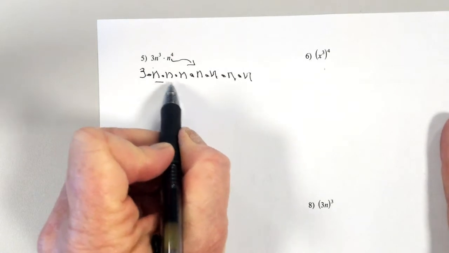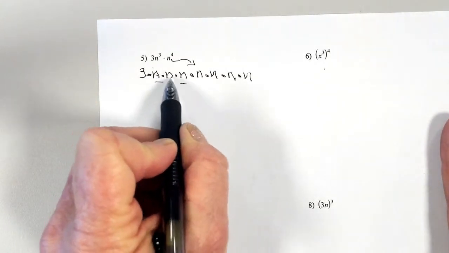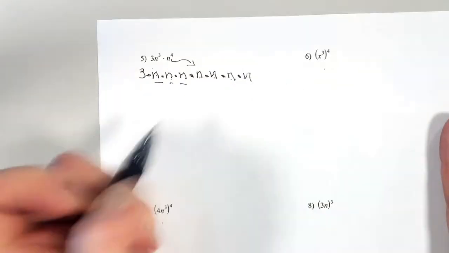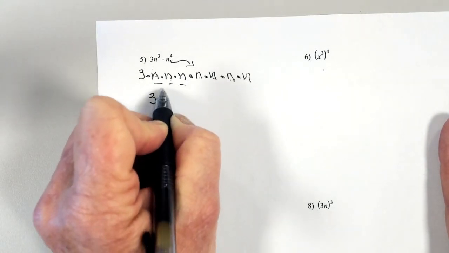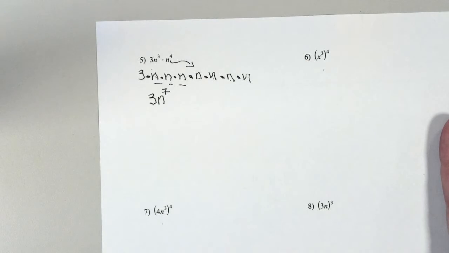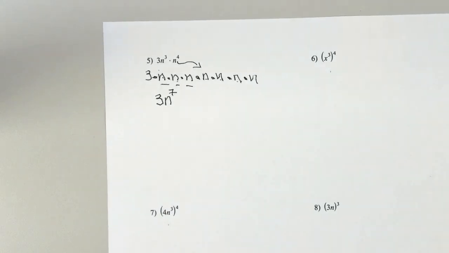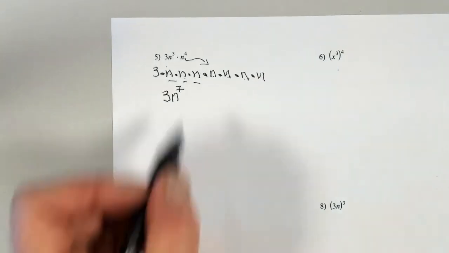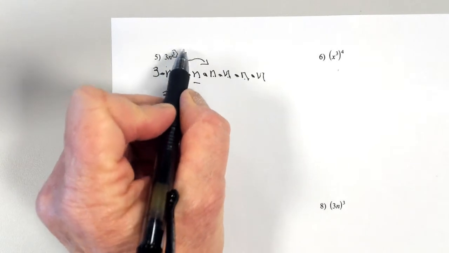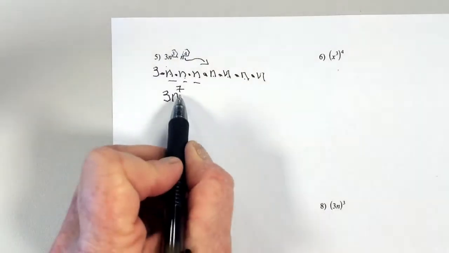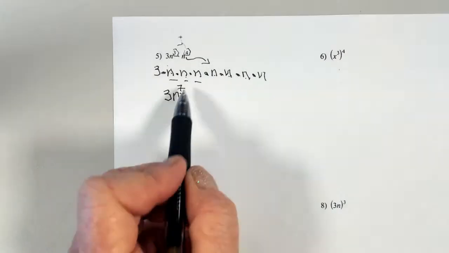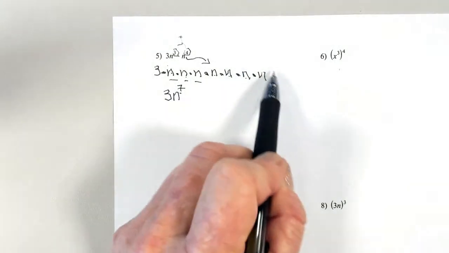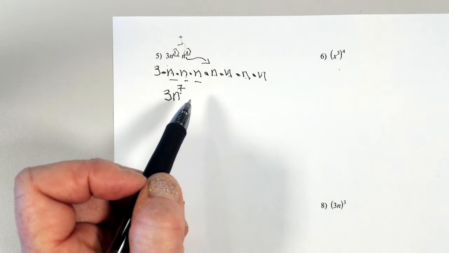So now, take a look. How many n's do I have? I can count them all up. 1, 2, 3, 4, 5, 6, 7. So I've got 3 times n to the power of 7. One of the things I want you to note is take a look at that 3 and the 4. Take a look at what I've got, 7. If I add these two together, I get 7. But I really encourage you to pull it all apart.